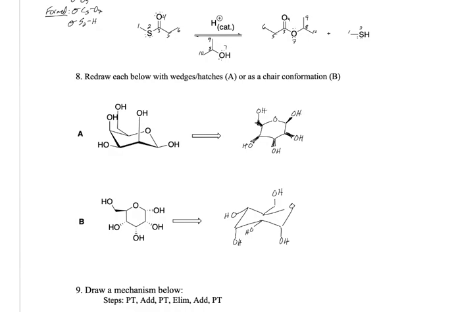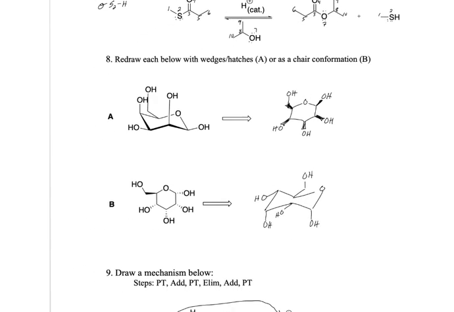Be able to take a chair structure and make it a wedge and hatch. Be able to take a wedge and hatch, make it a chair structure. Pretty self-explanatory. Got to be able to draw the chairs well. Bond angles are really important. Make sure you get those correct. These are all pointed up, so I drew them all wedged. There you go. This one, 4 are down, 1 is up.